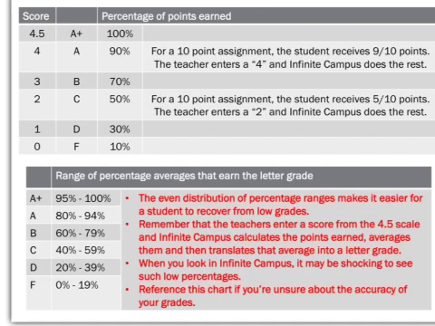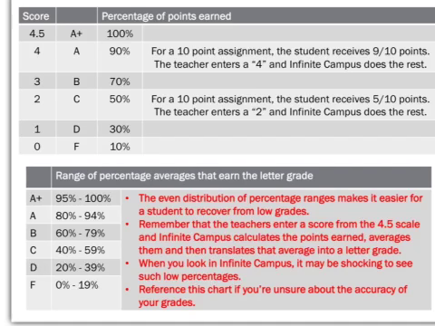So for example, on the top half, you're going to see the score of 0 to 4.5. You have the actual letter grade that Infinite Campus is looking at, and then you have the percentage of the points earned. And here's an example of how to read this slide. For a 10-point assignment, the student receives 9 out of 10 points. The teacher enters a 4. And Infinite Campus will do the rest.